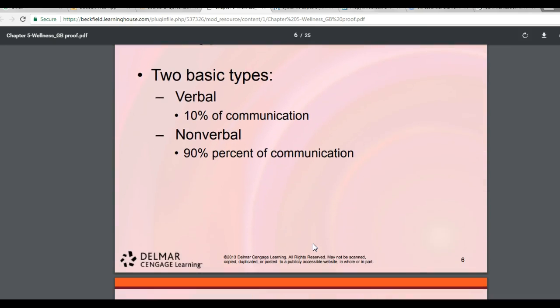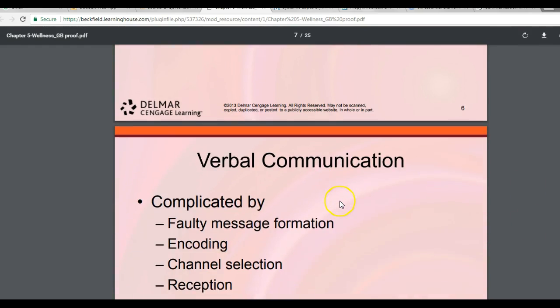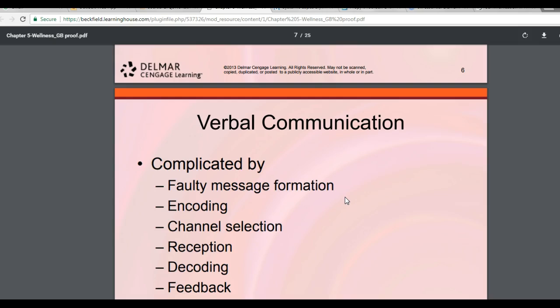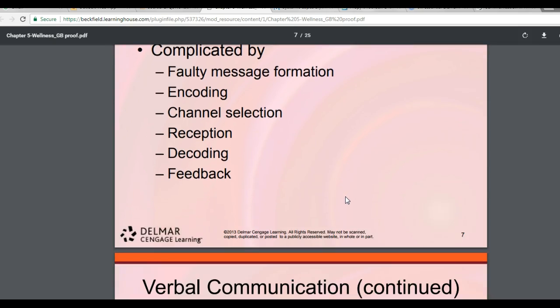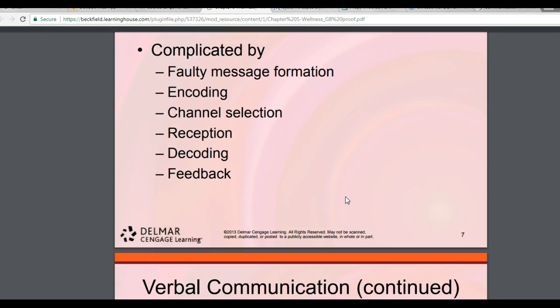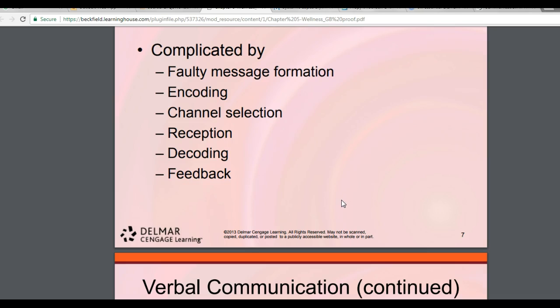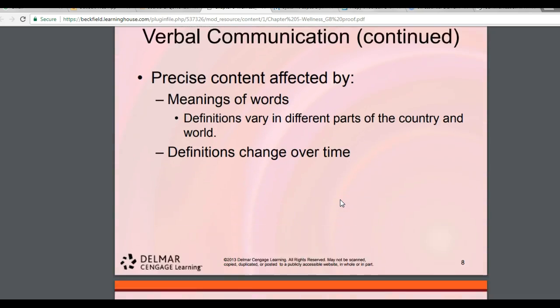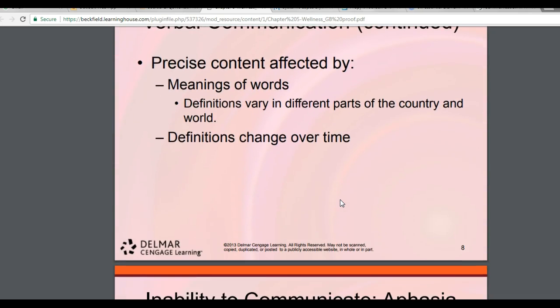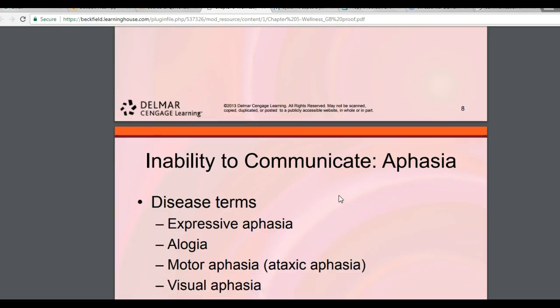So we talked about verbal and nonverbal. 90% of all communication is nonverbal. Verbal communication is complicated by faulty message formation, encoding, channel selection, reception, decoding, and feedback. Precise content is also affected by the meaning of words. Definitions vary in different parts of the country and world, and definitions change over time.